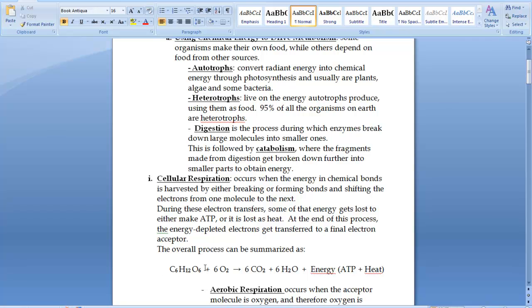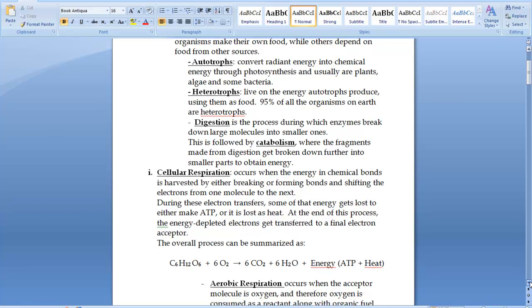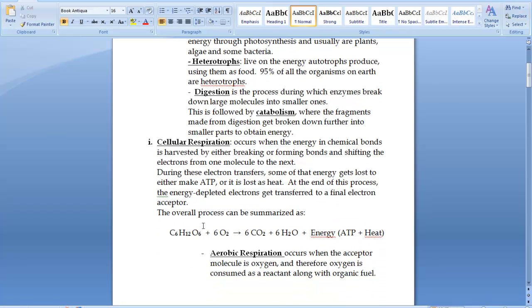So the overall process is right here. This is going to be the equation, and you can see that C6H12O6, that's going to be glucose, and then oxygen is going to give us carbon dioxide, water, and energy in the form of ATP and heat. Now we're going to lose some energy as heat in the process, but we'll talk about that as we get further into it.